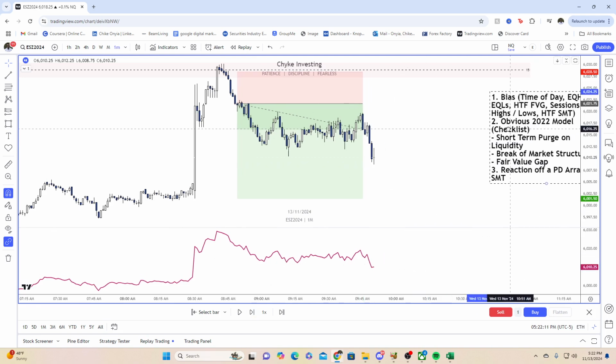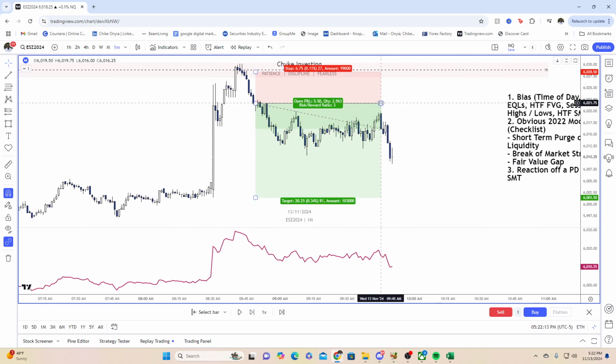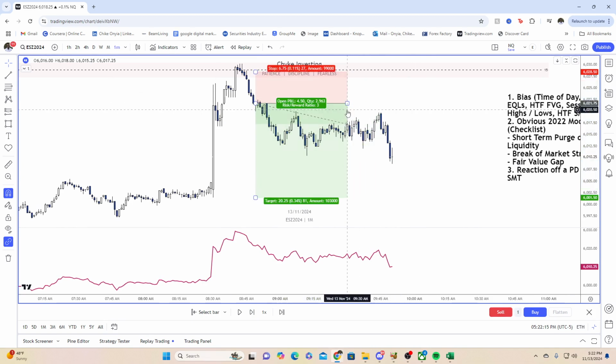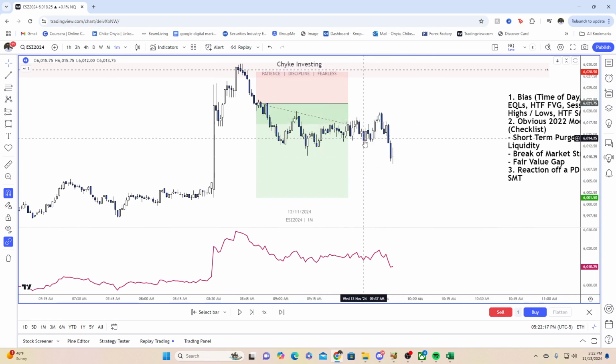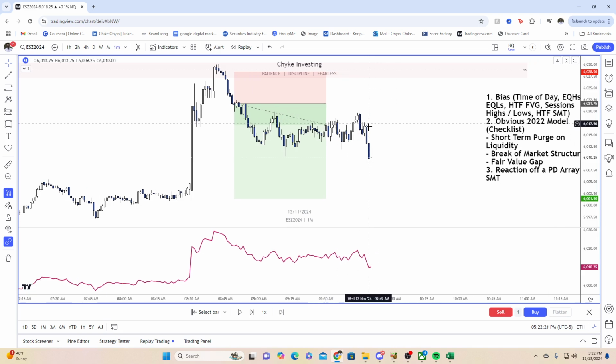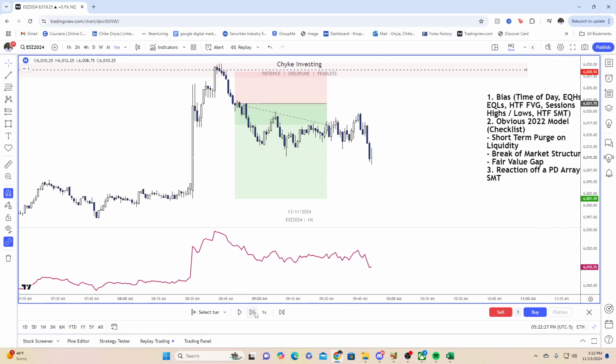Right. Okay. What do we have here? It doesn't come to our break even yet. So let's see this one right here. What do we have? 1, 2, 3. Short-term purge of liquidity. Break of market structure below this low. Fair value gap. So what can we do? We can enter another 22 model.